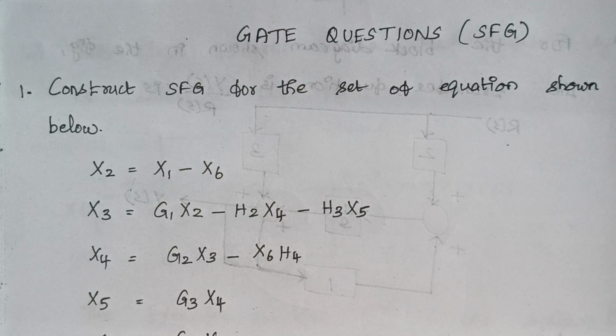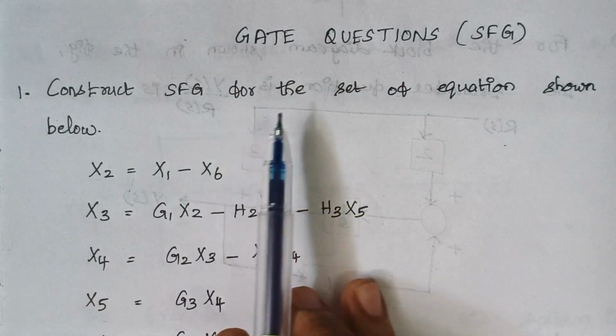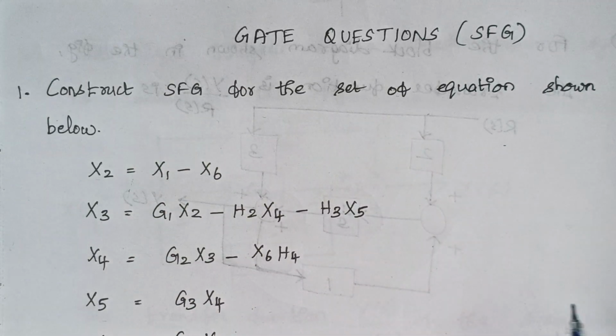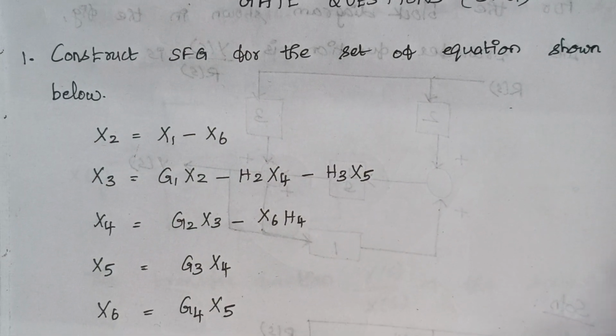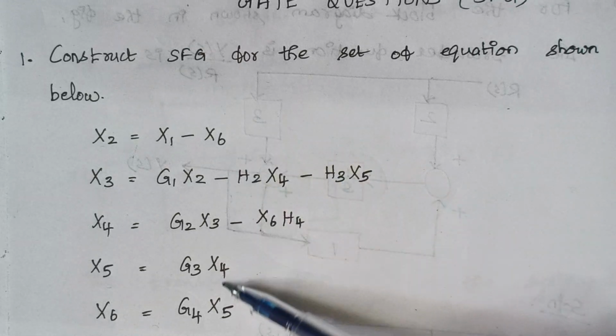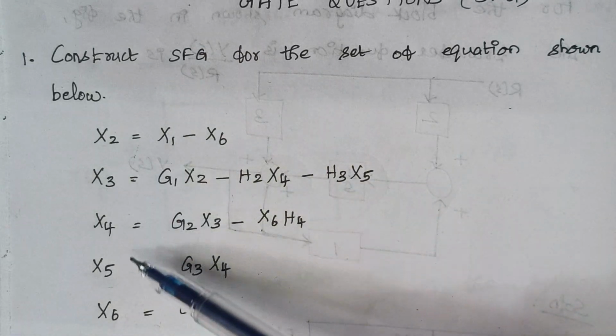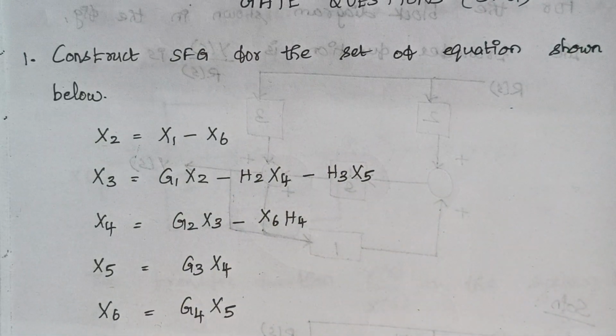Today we are going to discuss GATE questions related to signal flow graph. The first question is: construct a signal flow graph for the set of equations shown below. So these are all the equations. Totally you see we are having 5 equations, right?